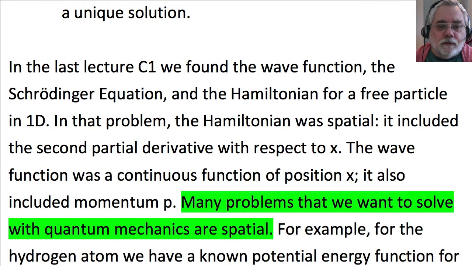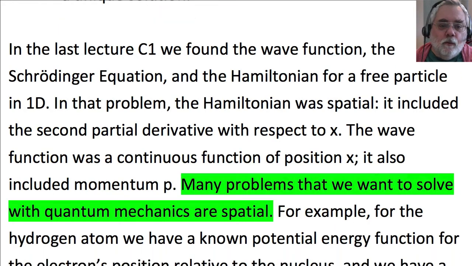In the last lecture, we found the wave function, the Schrodinger equation, and the Hamiltonian for a free particle in one dimension. In that problem, the Hamiltonian was spatial. It included the second partial derivative with respect to x. The wave function was a continuous function of position x. It also included momentum p. Many problems that we want to solve with quantum mechanics are spatial.